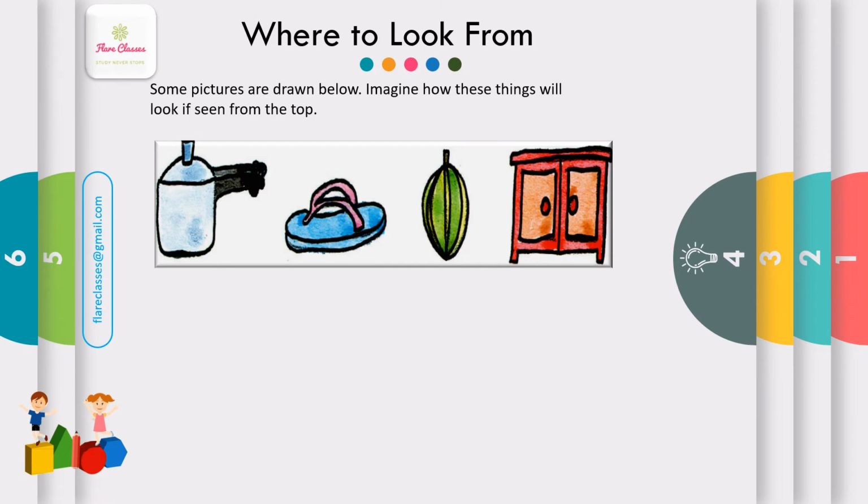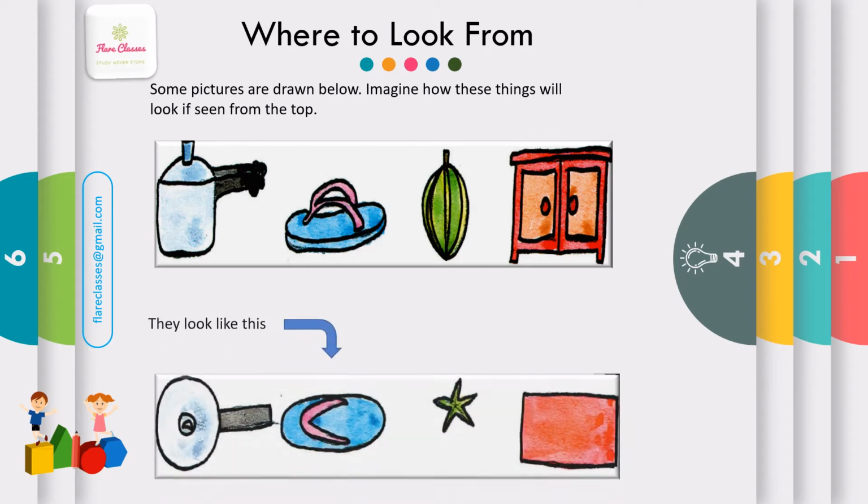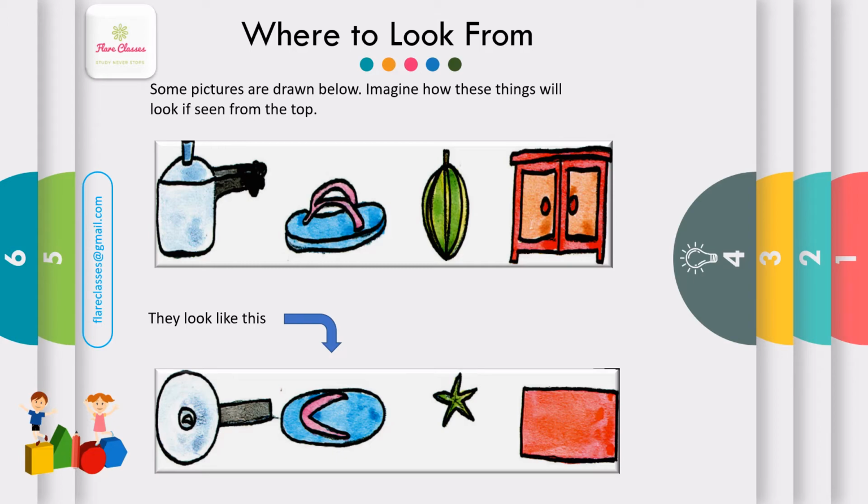Here we have pictures of some items which are taken from the front side. Can you imagine if we see these items from the top, how they will look like? Let us see. Yes, they will look like these pictures.